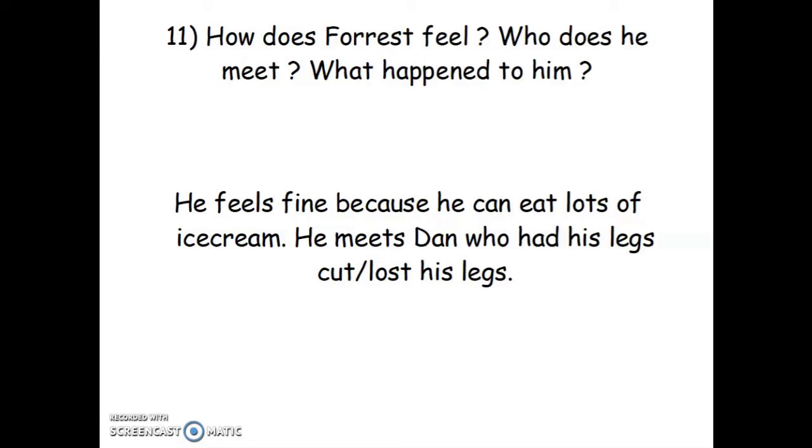And so who does he meet? He meets Dan, Lieutenant Dan, the one that he has rescued. And what we know is that Dan had his legs cut. He lost his legs. He was amputated. Okay? And Lieutenant Dan is not in the mood to speak to Forrest Gump.